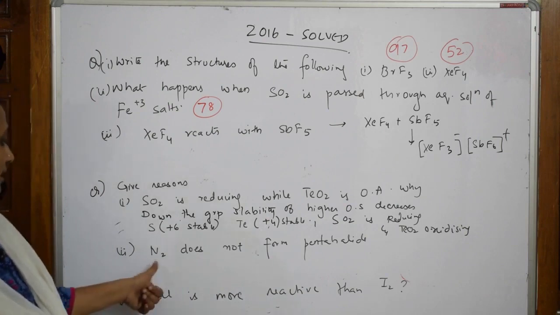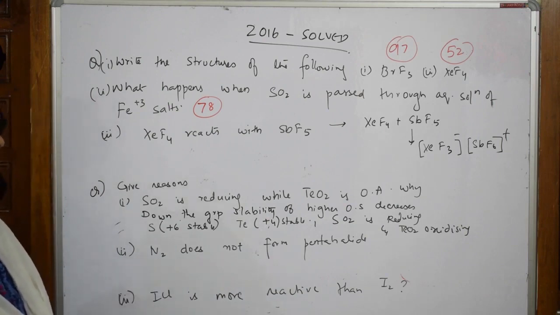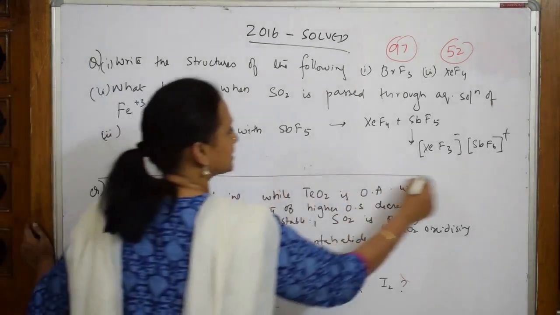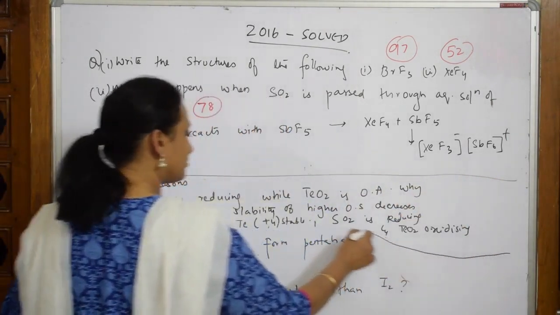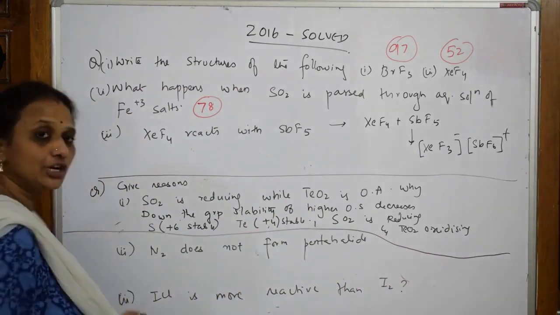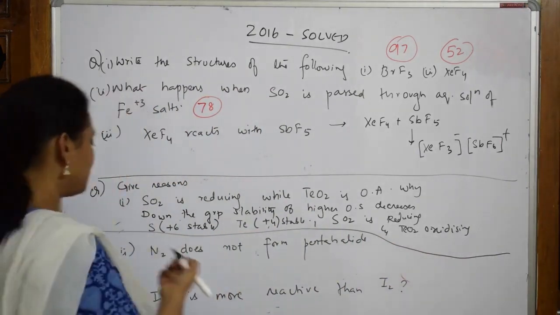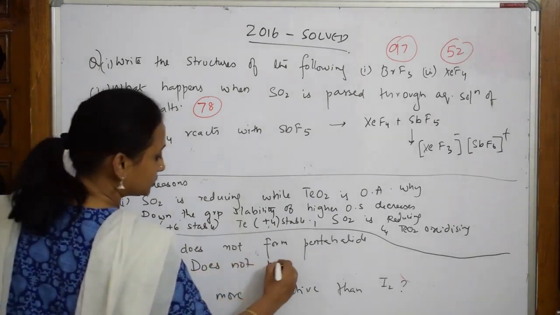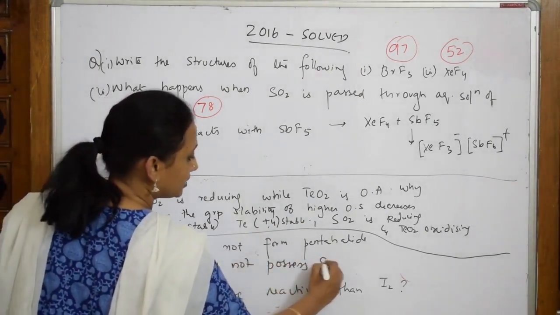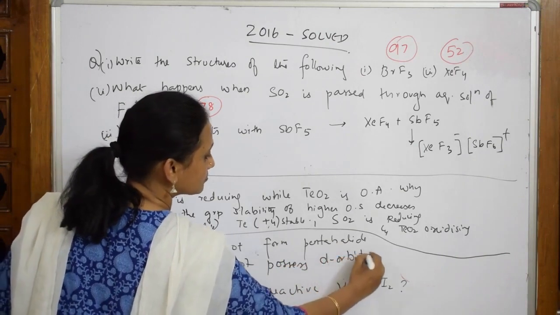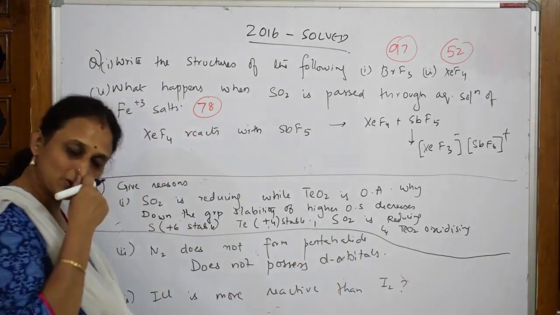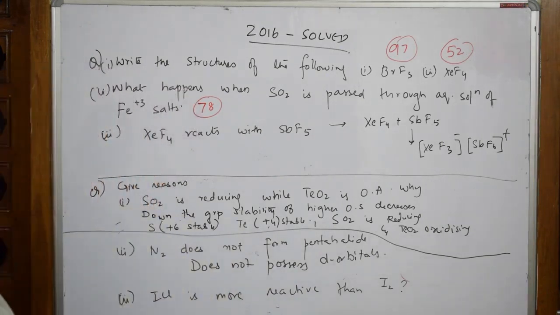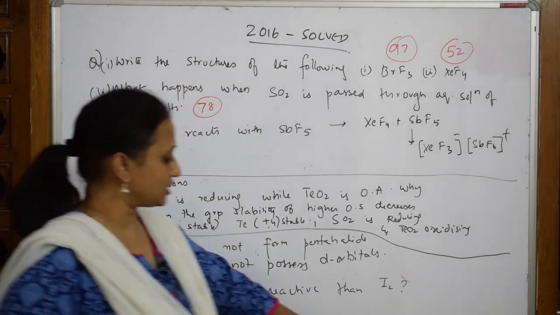Now let us come back. N2 does not form pentahalides. Okay, why is N2 not forming pentahalides? What is the reason? When something has to form pentahalides, it should possess d orbitals. So simple, nitrogen does not possess d orbitals. When it does not possess d orbitals, automatically we can say that it does not form pentahalides. Done.